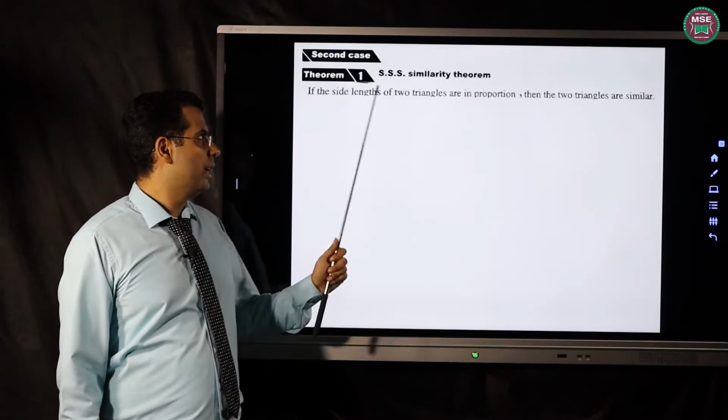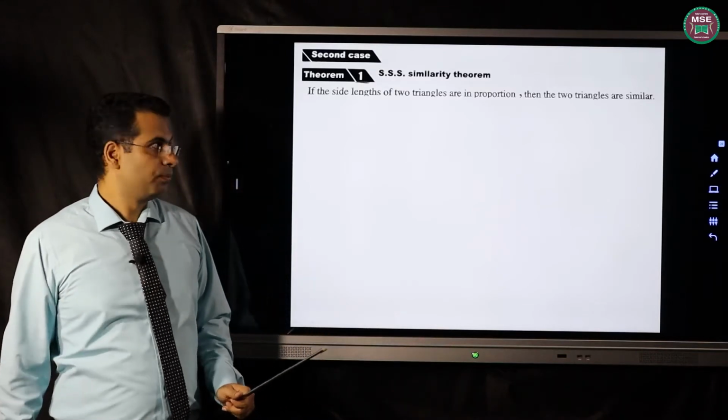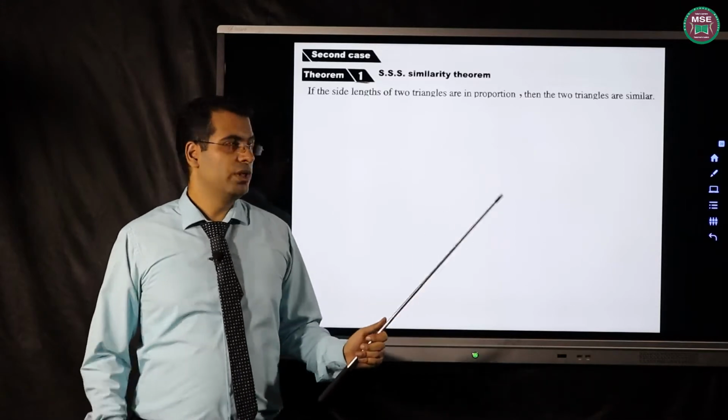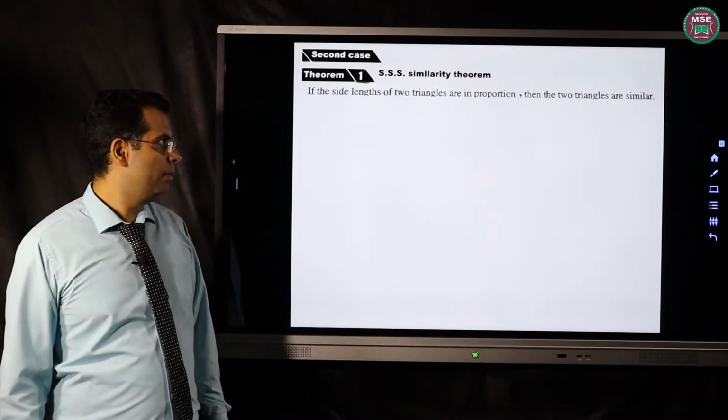Case number 2, SSS, side. Two sides is not enough. If the sides of a triangle are proportional with the corresponding sides of another triangle, then the two triangles are similar.